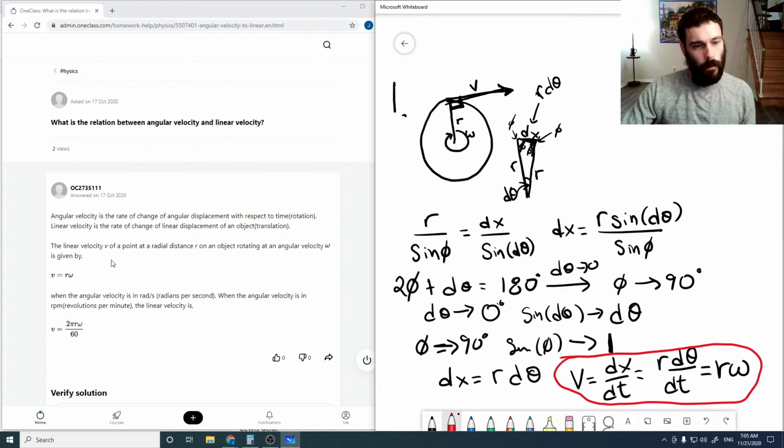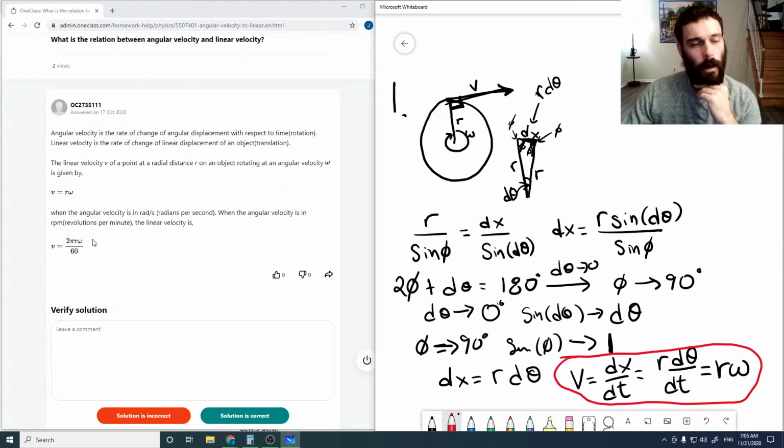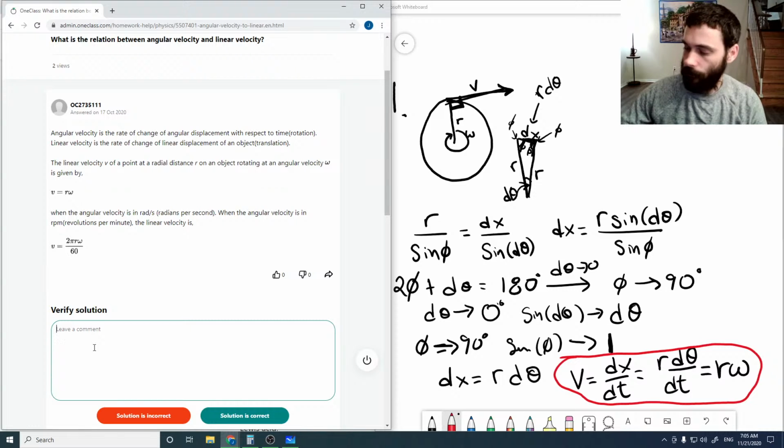And okay, so then in the solution here, v is r omega, and they also gave it for when the angular velocity is in RPM. So this is in either degrees per second or radians per second. But when it's in revolutions per minute, you need to consider that a revolution is 2 pi radians, and a minute is 60 seconds. So the solution is correct. I just added a couple extra little things.